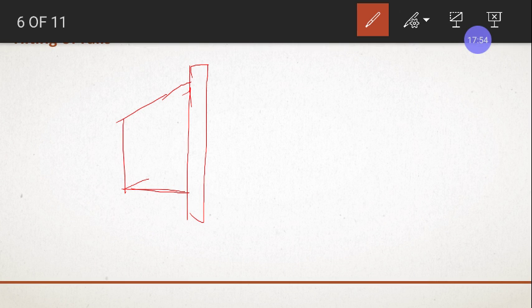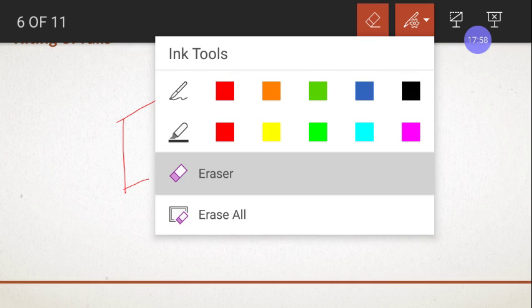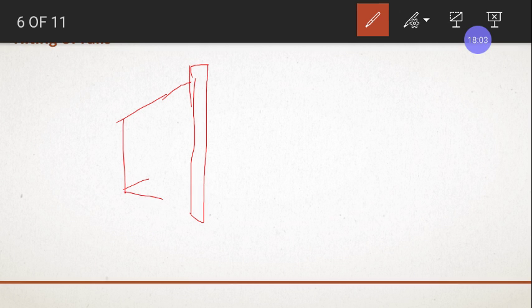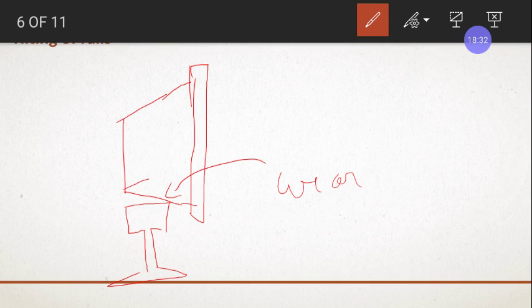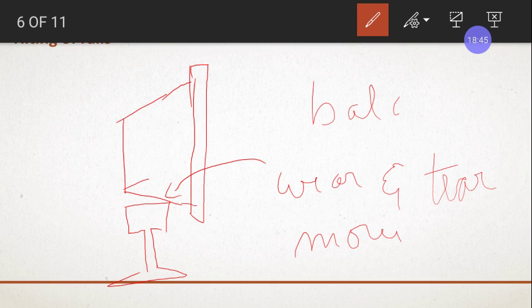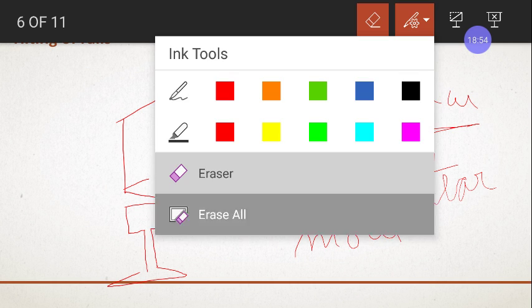So when you provide a straight rail like this, what would happen? The contact between the rail and the wheel will be lesser. So due to that, the contact is less, so the friction at that point, the wear and tear, will be more, and it will not balance properly. Balancing of the wheel will not happen. So for that, what do we do?